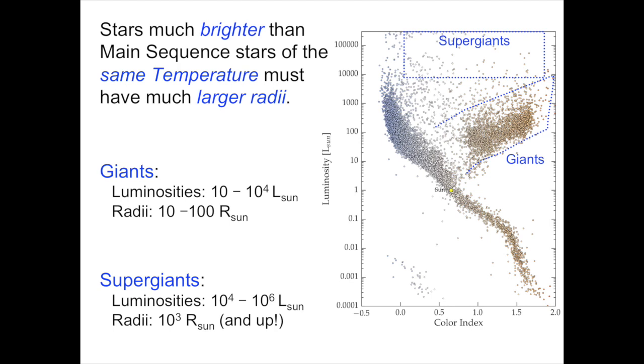So the giants and supergiants are stars that by dint of being the same temperature as main sequence stars but vastly more luminous, we immediately know from the luminosity radius temperature relationship are larger in radii. Not necessarily larger in mass, larger in radii, as we'll see.